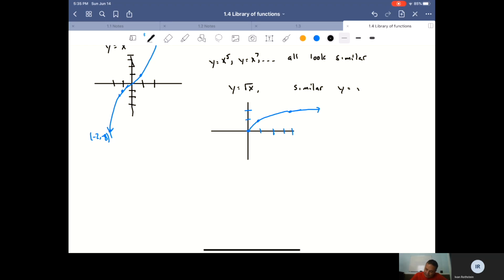Okay. The same goes for any even root of x. I mean, they're going to be a little different, but they're going to basically have the same shape.